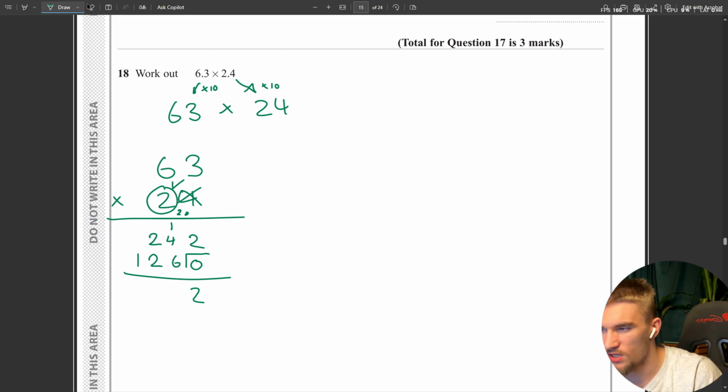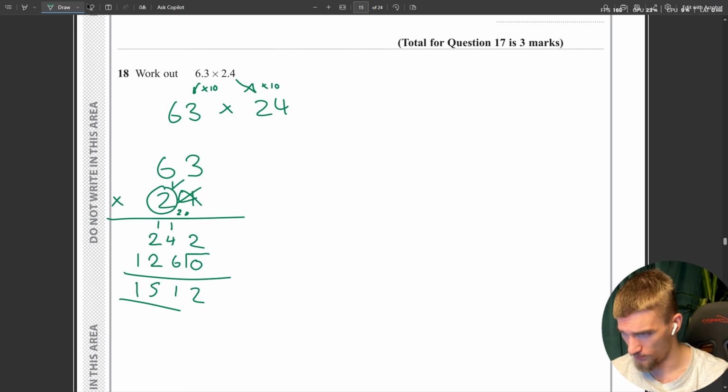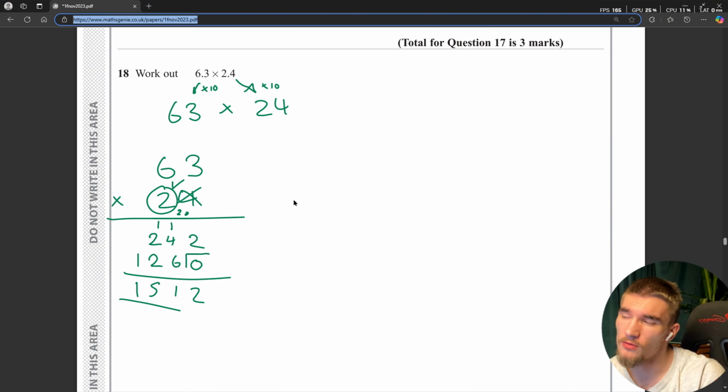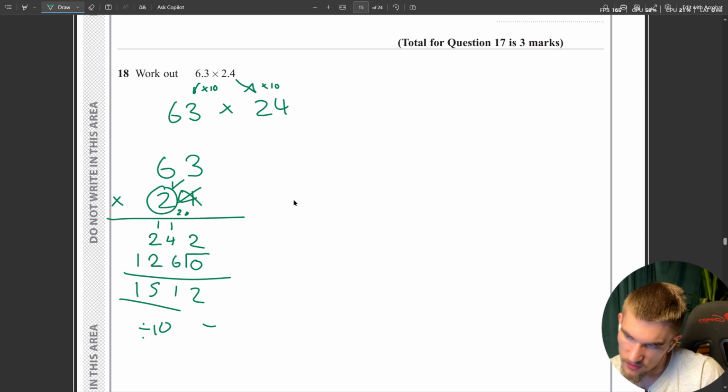5 plus 6 is 11. 2 plus 1 is 5 and 1. So it's 1, 5, 1, 2. Now, the problem is that these are actually decimals, right? And remember, we times by 10 and times this by 10. So we actually need to divide this by 10 and divide this by 10 again, right?